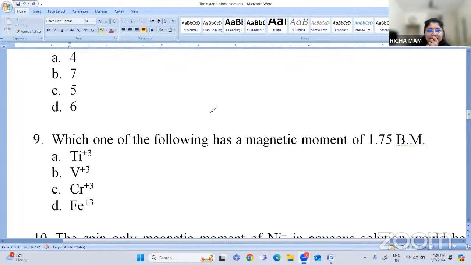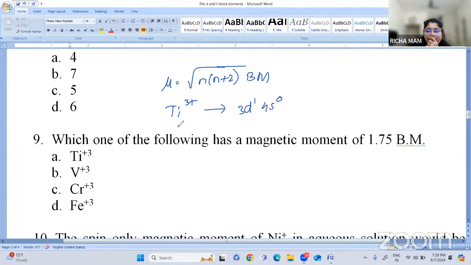Shri Varuni has answered it as A. Mu is equal to square root of n into n plus 2 Bohr magneton. Now titanium plus 3: if I write this, it will be 3d1 4s0. Then vanadium plus 3 is 3d2 4s0. So this is after the loss of electrons.